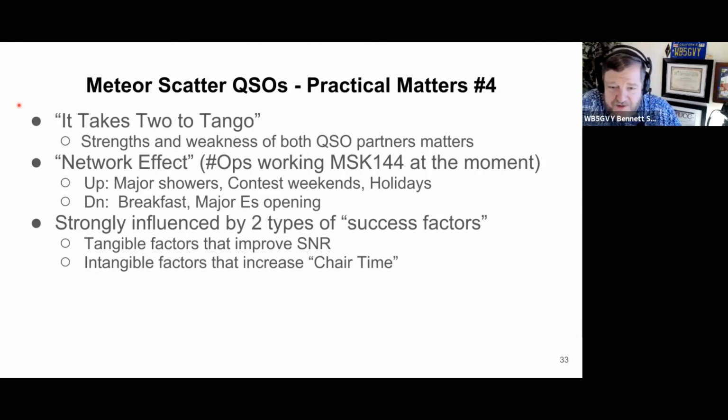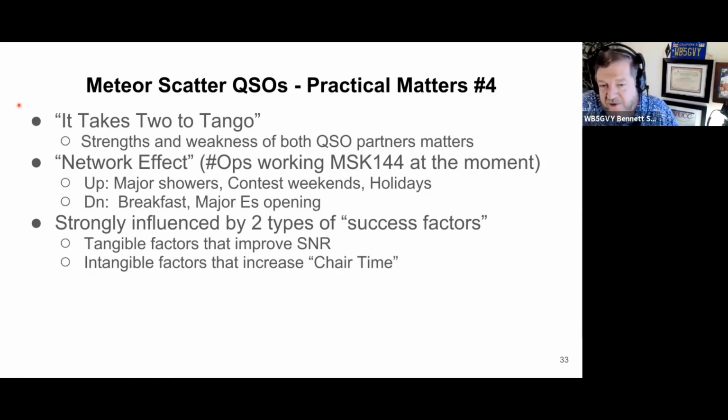There's also, I want to mention, what I would call a network effect. By that I mean that the number of ops that are actually working meteor scatter at the moment can have a very strong bearing on your ability to make QSOs. There are people that aren't on meteor scatter when it's very quiet, but on major showers they crawl out of the woodwork. It's not just the fact that you're in the middle of August, it's the fact that everybody took off on vacation in order to work meteor scatter.